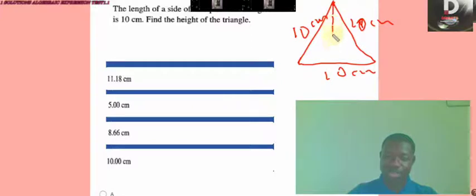So the height should be here. If you divide it into 2 to get a height, it means each of the sides will be equal to 5. Do you agree? Good.